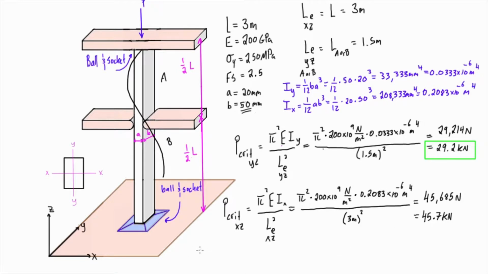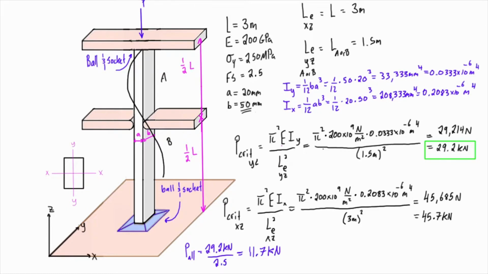And so all we have to do is just divide our ultimate load by the factor of safety. So let's write that. We have P allowable is going to be 29.2 kilonewtons divided by 2.5, and that's going to give us 11.7 kilonewtons.